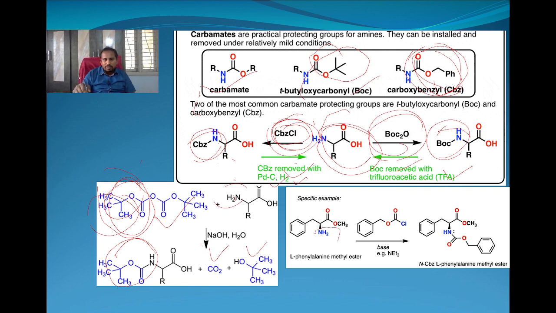Similarly, this NH2 can be protected by the benzyl group. This is the structure of benzyl chloroformate. This group is the CBZ group, so we get the NH protected, NH-CBZ. This is all about the protection of amino acids by Boc protection and by CBZ protection. This protecting group is deprotected using a palladium hydrogenation reaction, with Pd/C as a catalyst.